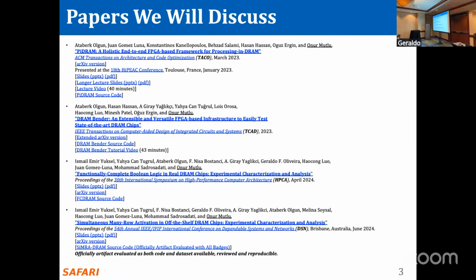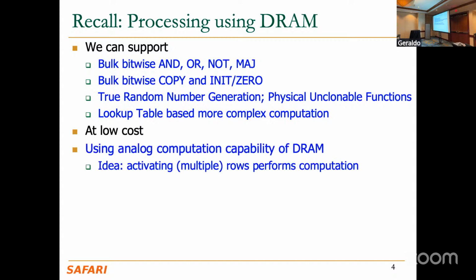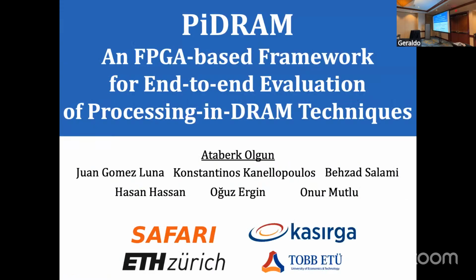So I'll be discussing four papers if time permits, but you don't need to know them in detail. Just to recall, we're looking at processing using DRAM mostly. That's where we're exploiting the analog computation capability of DRAM chips to realize new functions. So the first paper I would like to talk about is PiDRAM. It's an FPGA-based framework for end-to-end evaluation of processing-in-DRAM techniques.